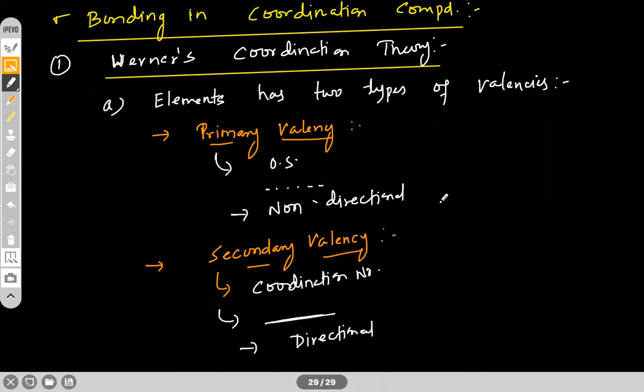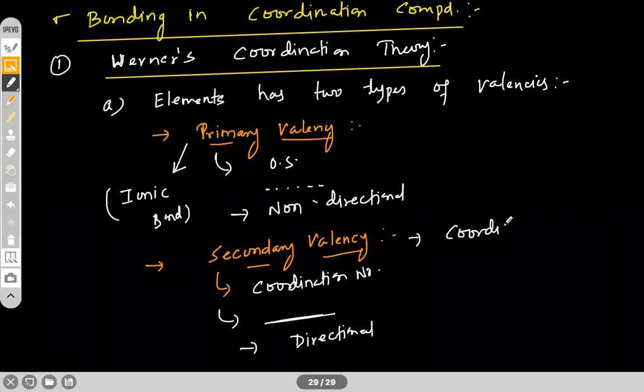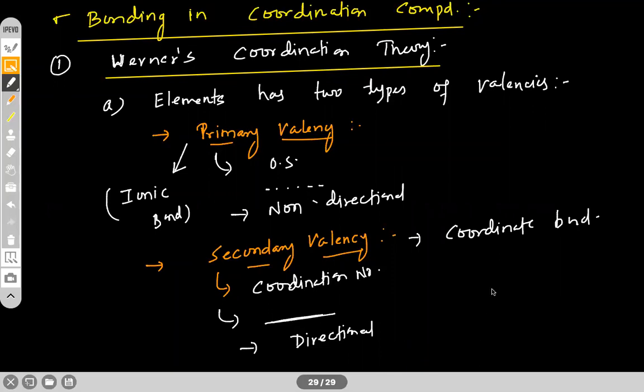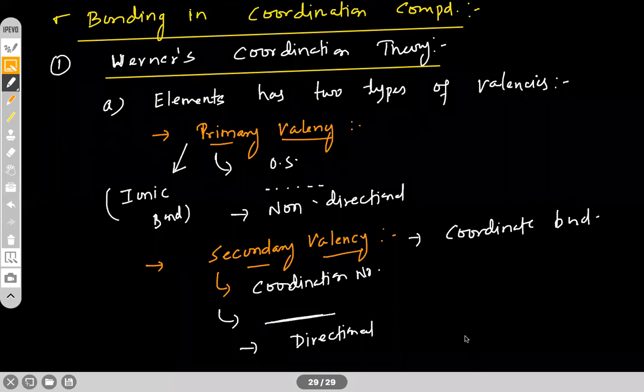One more point here: this primary valency is because of the ionic bond. The primary valency means the ions which are involved. We have an ionic bond here in primary valency. But in secondary valency, we have a coordinate bond. Non-ionizable also, you can say that.